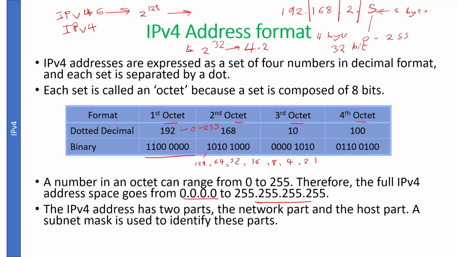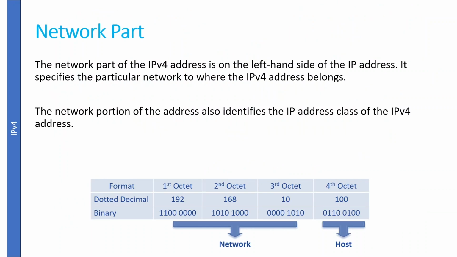The IPv4 address has 2 parts: a network part to identify the network, and a host part to identify the host, right? We use classes to identify this network and host part. The network part of the IPv4 address is on the left hand side of the IP address. It specifies the particular network to which the IPv4 address belongs. The network portion of the address also identifies the IP address class.